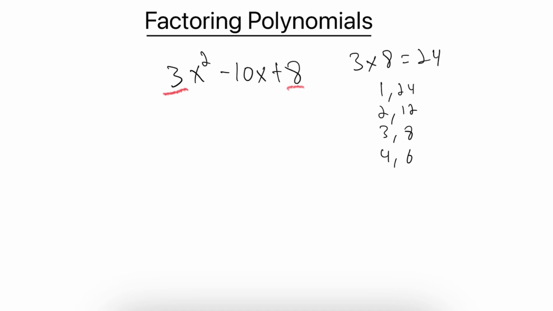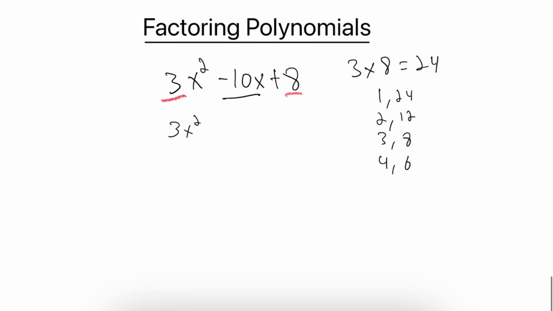So now we're going to find out of these integers, without the negative in front of it, what two could add together to be negative 10. That'd be 4 and 6. So 3x squared minus 4x minus 6x plus 8. So now we're going to group these two together across this line. We've got 3x squared minus 4x plus negative 6x plus 8.